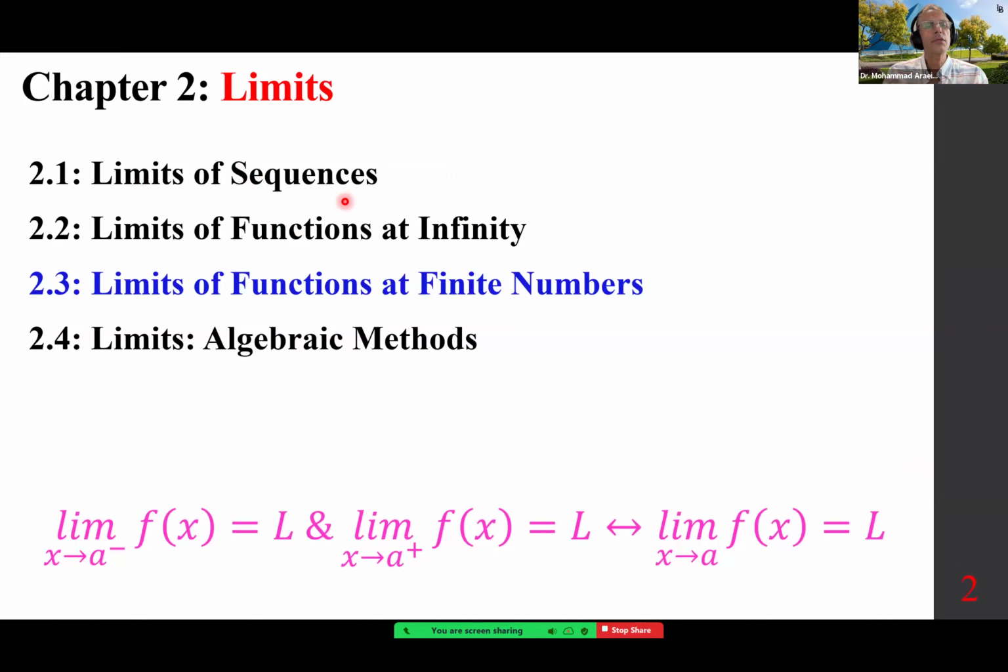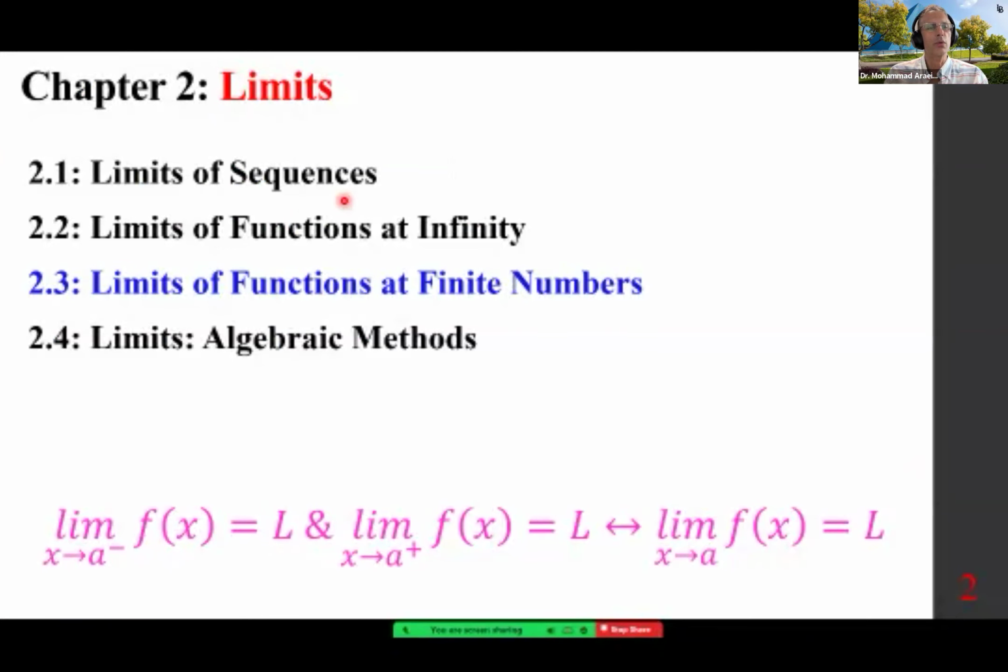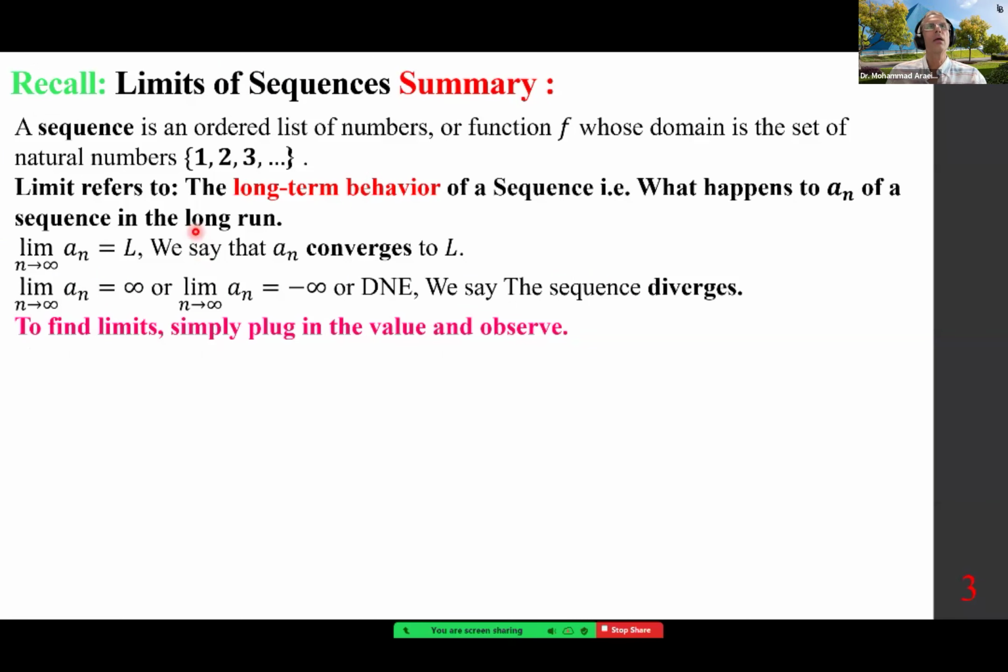We looked at limits of sequences, Section 2.1, limits of functions at infinity, Section 2.2, and now 2.3, limits of functions at finite numbers. A quick reminder of what we covered. A sequence is an ordered list of numbers, or a function f whose domain is the set of natural numbers 1, 2, 3 to infinity. Limit refers to the long-term behavior of a sequence, i.e. what happens to a sub n of a sequence in the long run.